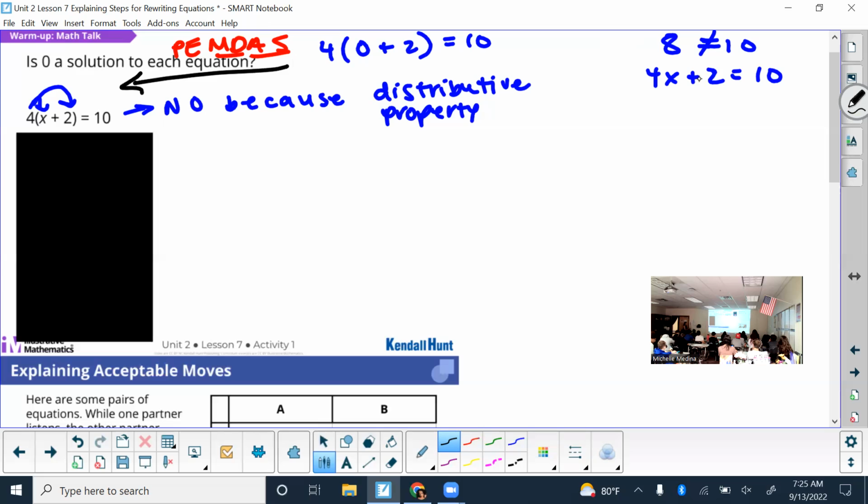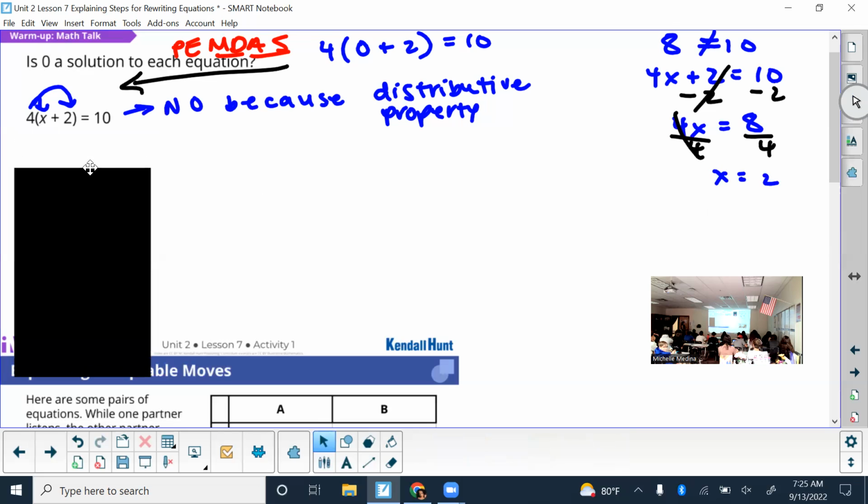So what's the opposite of adding 2? Whatever you do on one side, you do on the other. And this is what I have so far. Right now x is being multiplied by 4. The opposite of that is dividing by 4. Good. So what does x actually equal? 2. Which is not the same as 0. So that's another reason why it's not a solution. Good.